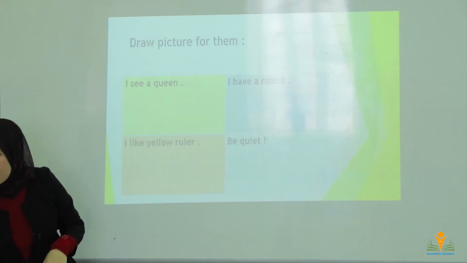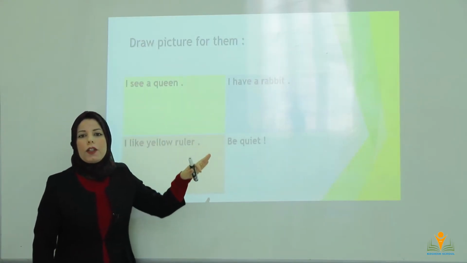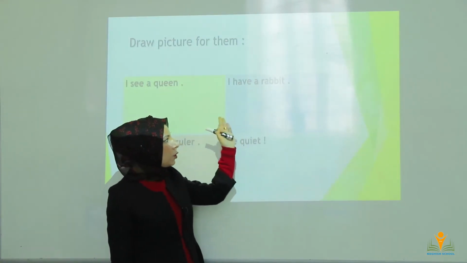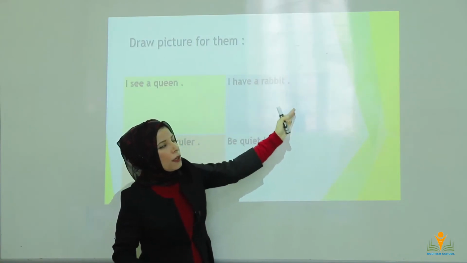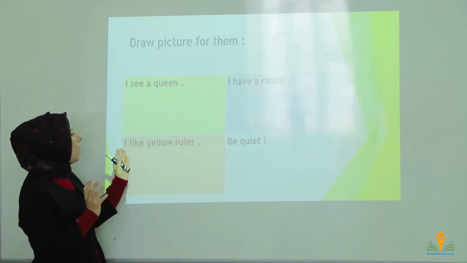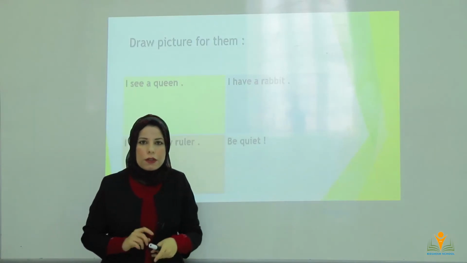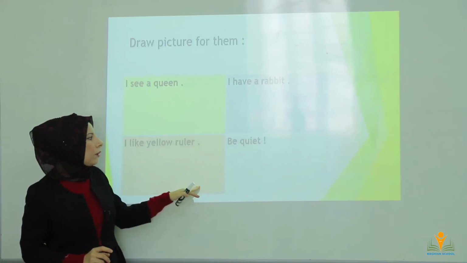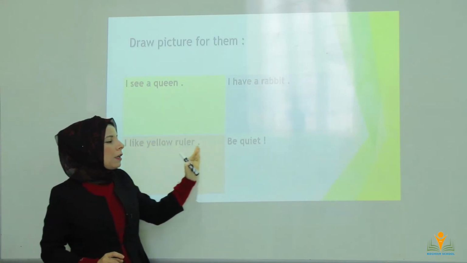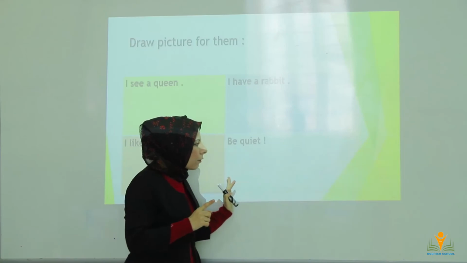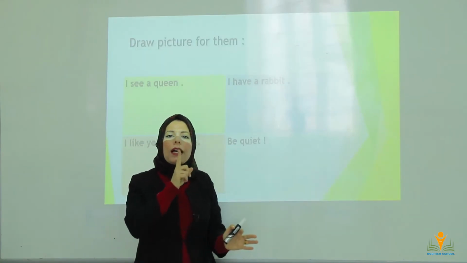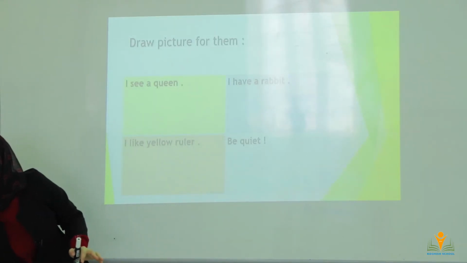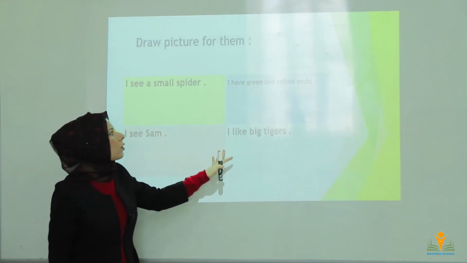Now, next. I see a queen. You will draw yourself with the queen. I have a rabbit. Yourself again having a rabbit. Lovely rabbit. I like yellow rulers. Draw yourself with a ruler. What color is the ruler? Yellow. Be quiet. You're gonna draw yourself here with someone when you ask him or her to be quiet. Next. This one is the last worksheet.